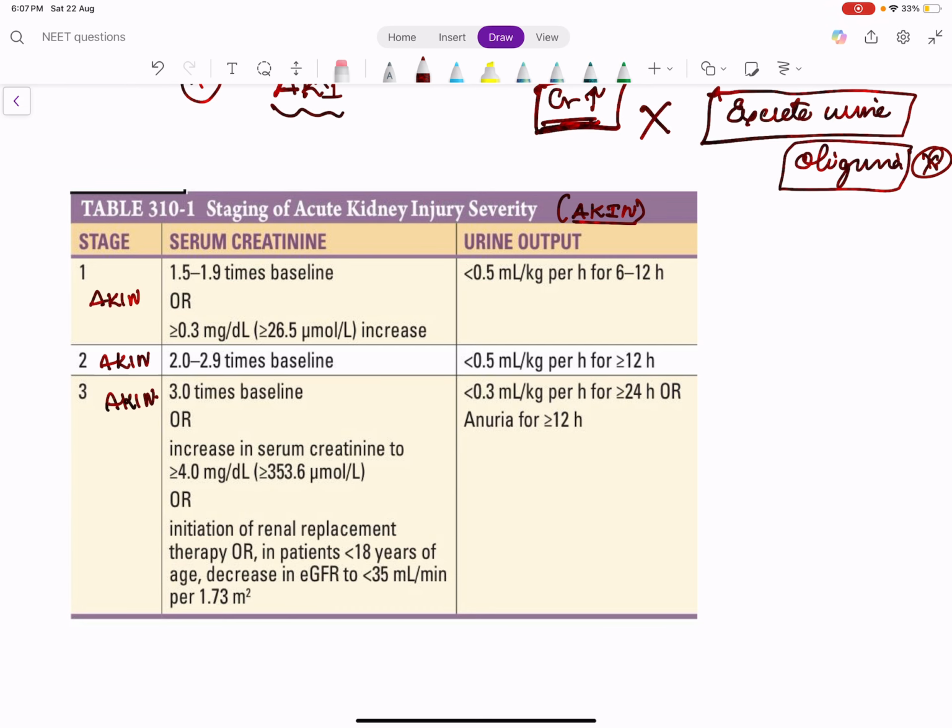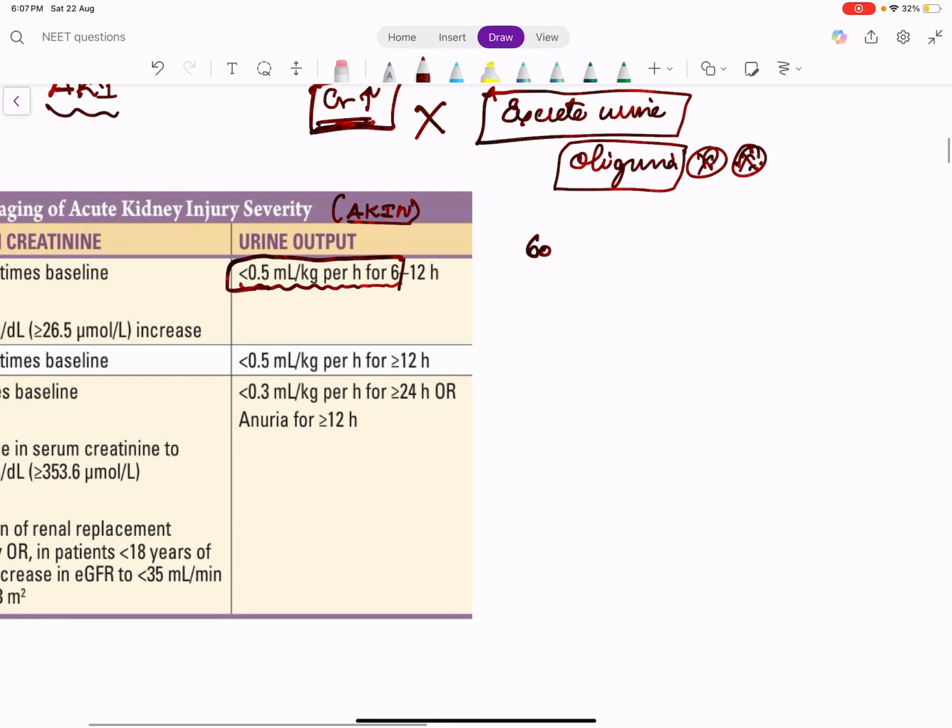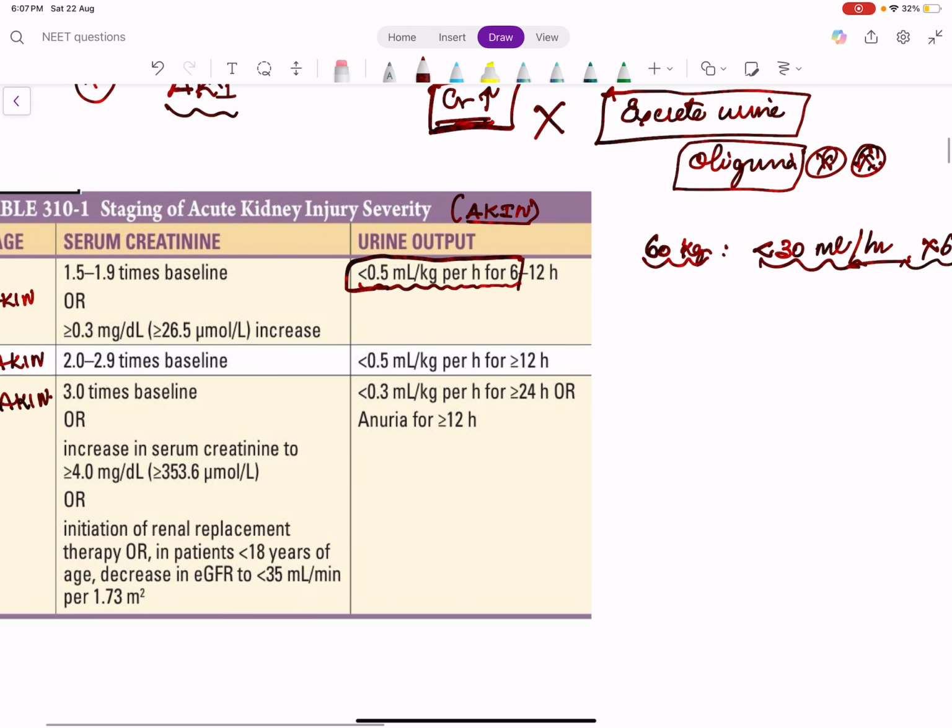As we already discussed, just reduced urine output itself is a diagnostic criterion for acute kidney injury. Less than 0.5 ml per kg per hour for 6 hours is enough to say he has acute kidney injury stage 1. For example, for a 60 kg person, on seeing hourly urine output, if he is having less than 30 ml per hour of urine and this lasts for 6 hours, that itself is enough to qualify as acute kidney injury.